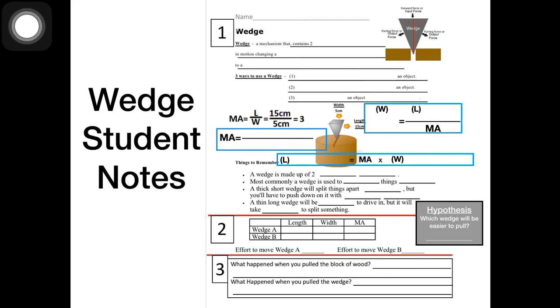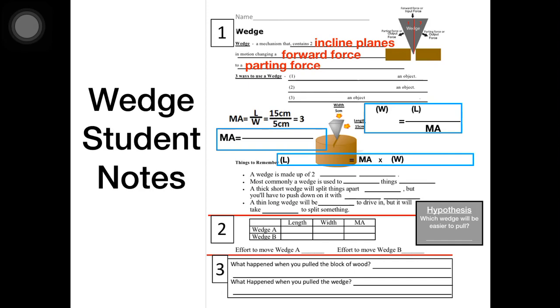Class, these are our student notes for the week. This is the wedge. The wedge notes, and the wedge, we can see in the first definition there, is a mechanism that contains two inclined planes in motion, changing a forward force to a parting force.